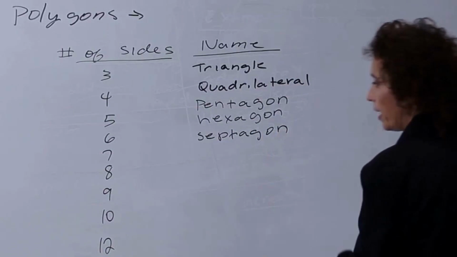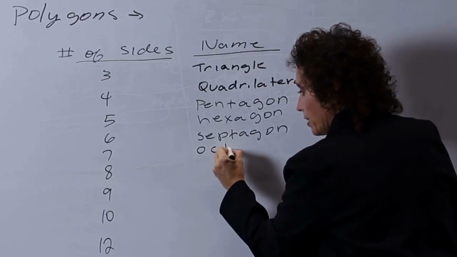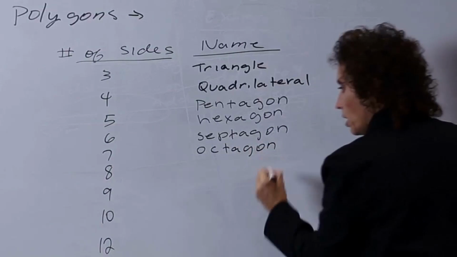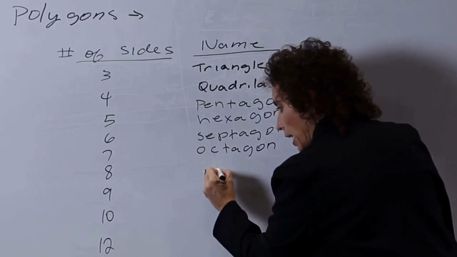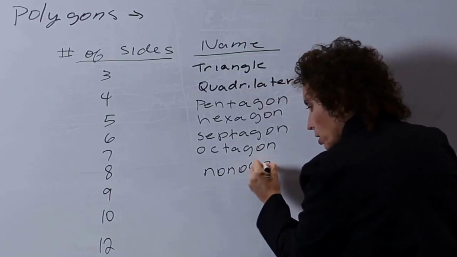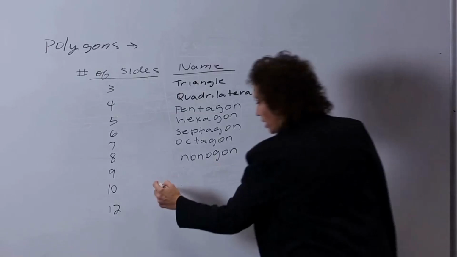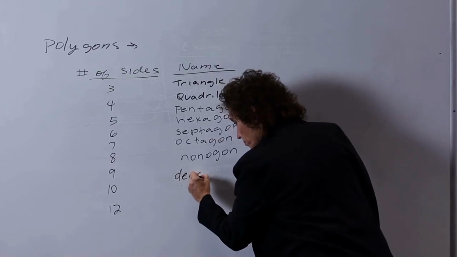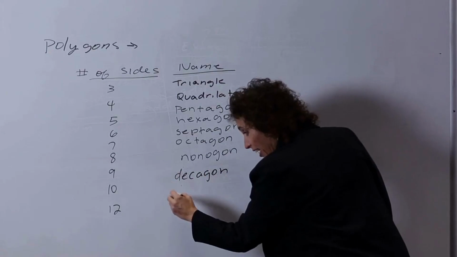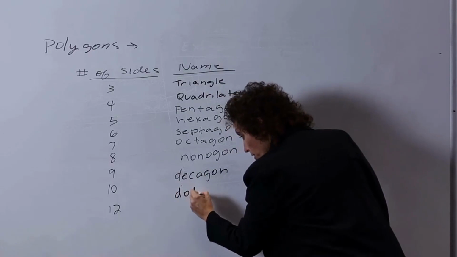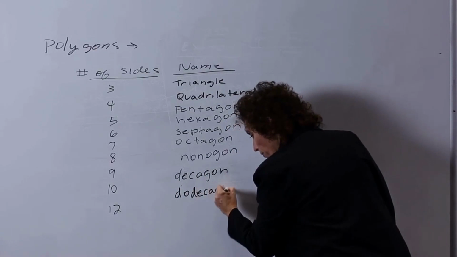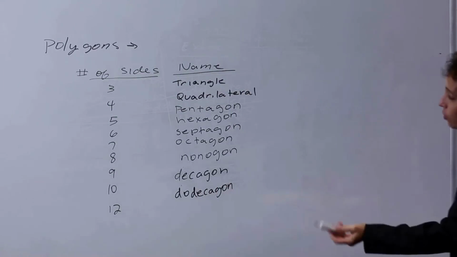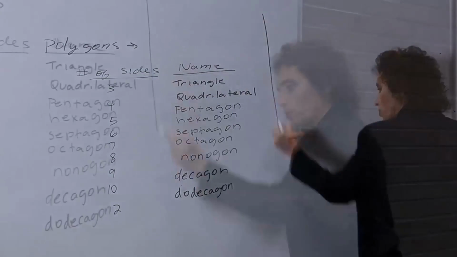8 sides is your stop sign or the octagon. 9 sides is the nonagon. And if you have 10 sides, we've got a decagon. And my favorite to say, dodecagon, if you have 12 sides. Okay, now, why do you care? Well, let's talk about some of these.